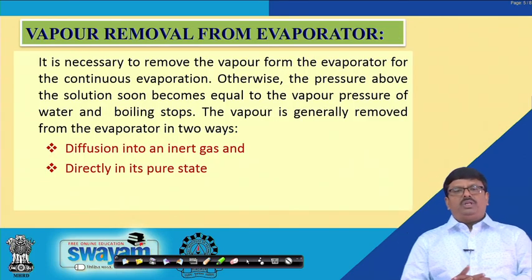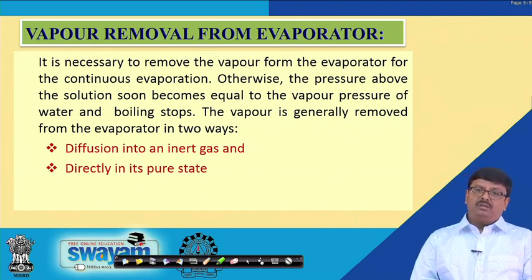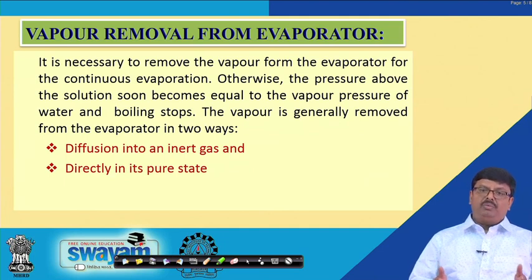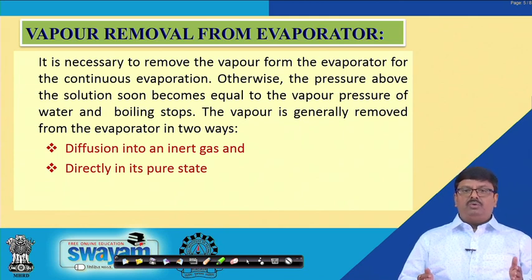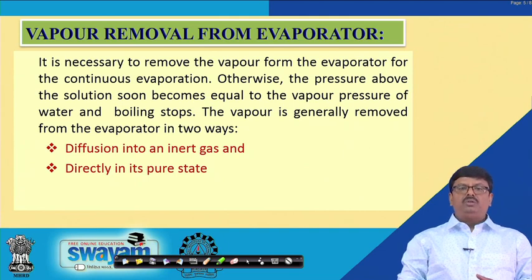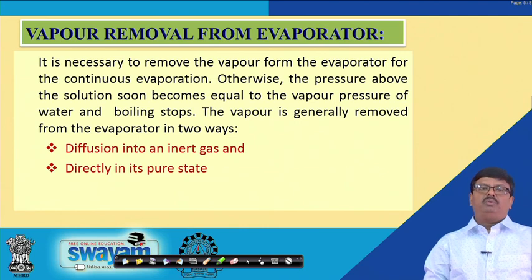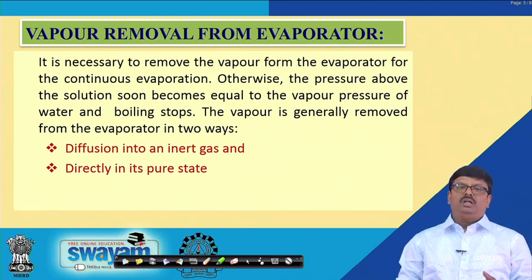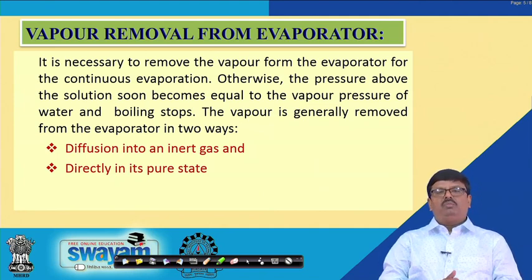Vapor removal from the evaporator is a very important thing for the evaporation process to take place efficiently in the evaporation chamber. As engineers, we always have to take care of it very carefully, because if the vapor is not removed properly, then the evaporation and boiling process can stop. So, it is necessary to remove the vapor from the evaporator for continuous evaporation, otherwise the pressure above the solution soon becomes equal to the vapor pressure of water and boiling stops.